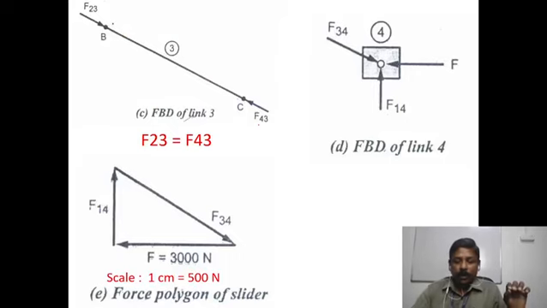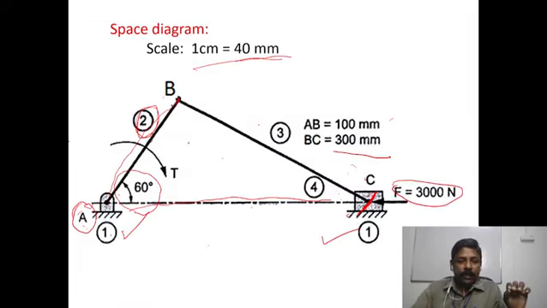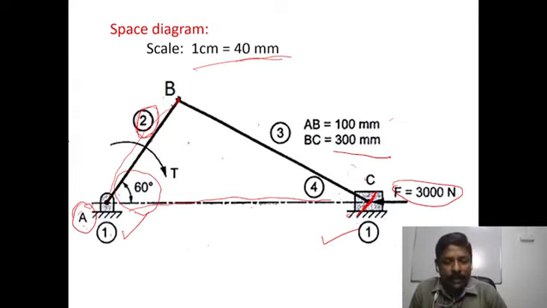So next one is we have to draw the free body diagram. In drawing the free body diagram here, we have totally 4 links. In 4 links, one is fixed. So remaining 3 are in motion. That is a crank, cutting rod, and this slider. So these 3 are in motion, so we have to draw the free body diagram of these 3.